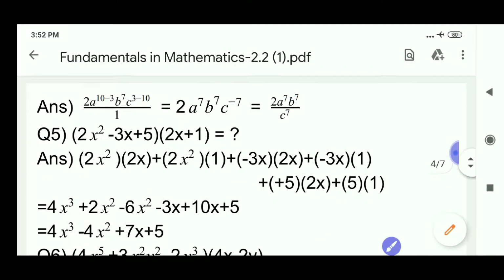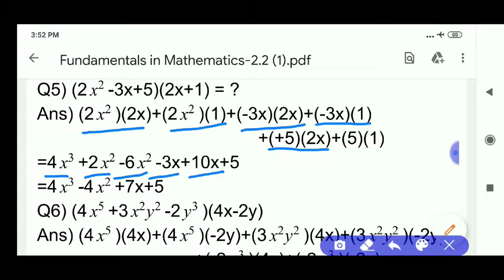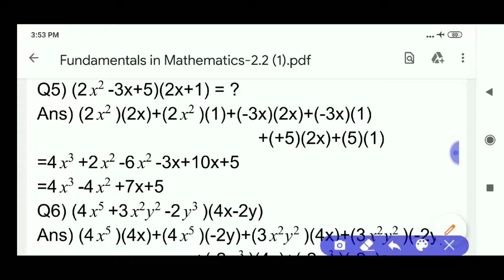Multiply the terms and let us simplify. 2x square into 2x is 4x cube plus 2x square into 1 is 2x square minus 3x into 2x is minus 6x square minus 3x into 1 is minus 3x plus 5 into 2x is plus 10x plus 5 into 1 is 5. Observe carefully.